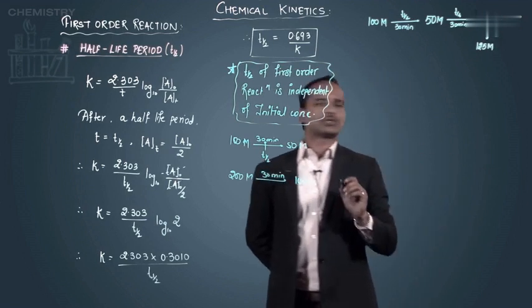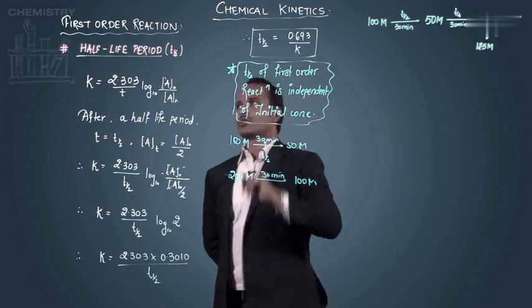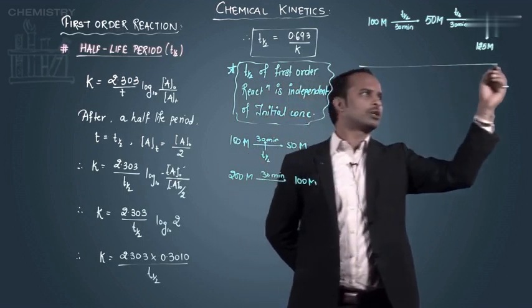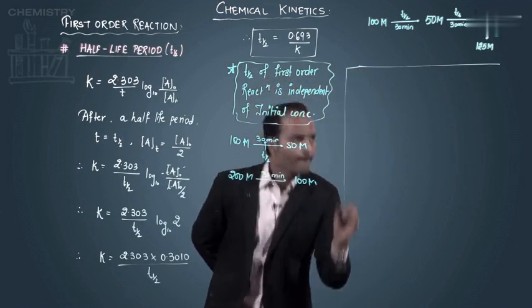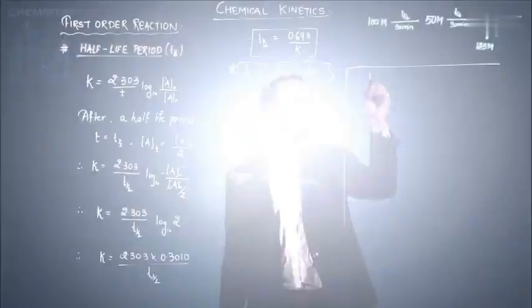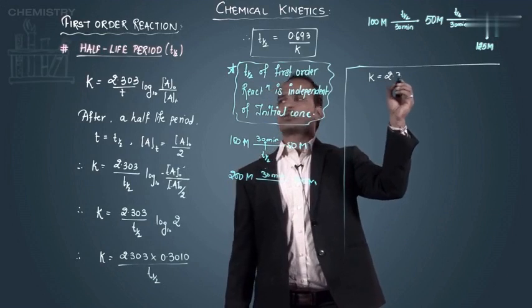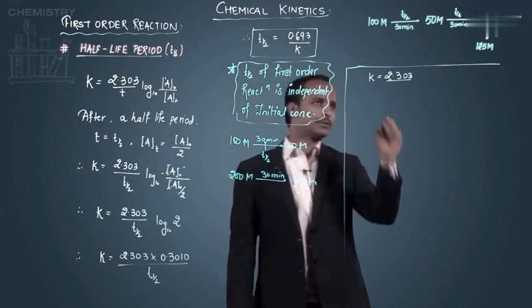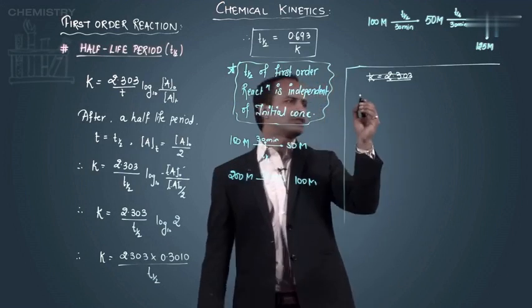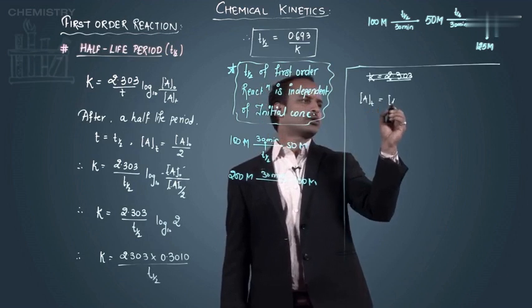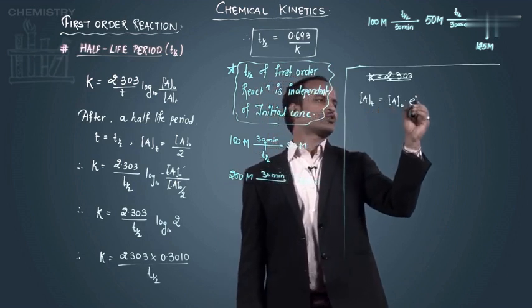So this is the half-life period for the first order reaction. Now let's talk about the total life period. For total life period, again I will start with the same formula. k is equal to 2.303 upon t, or instead of this, let's start with another one, that is At is equal to A naught into e raised to minus kt.